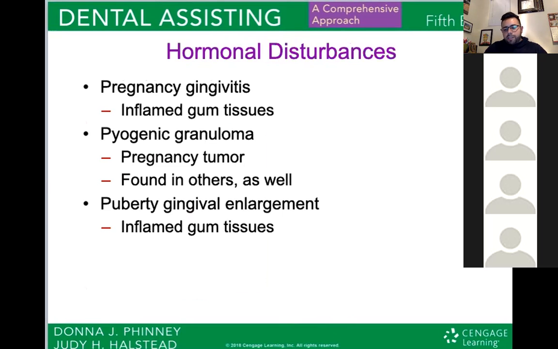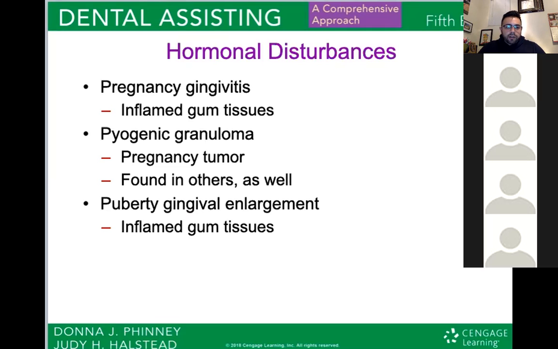Hormone disturbances can also affect the mouth. Pregnancy gingivitis is where the gingival tissues appear enlarged or inflamed. This occurs in about 5% of pregnant women. And then pyogenic granulomas can be found in anyone, although it's more commonly referred to as pregnancy tumors. This overgrowth of granulation tissue is caused by a hormonal disturbance in some women when they're pregnant.